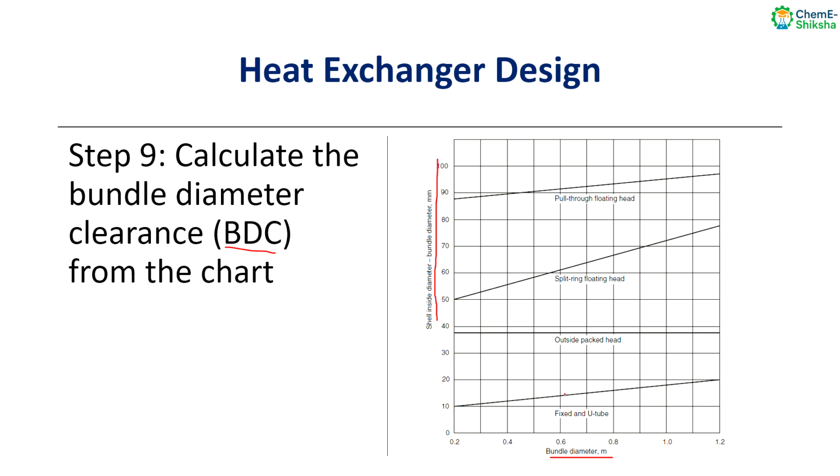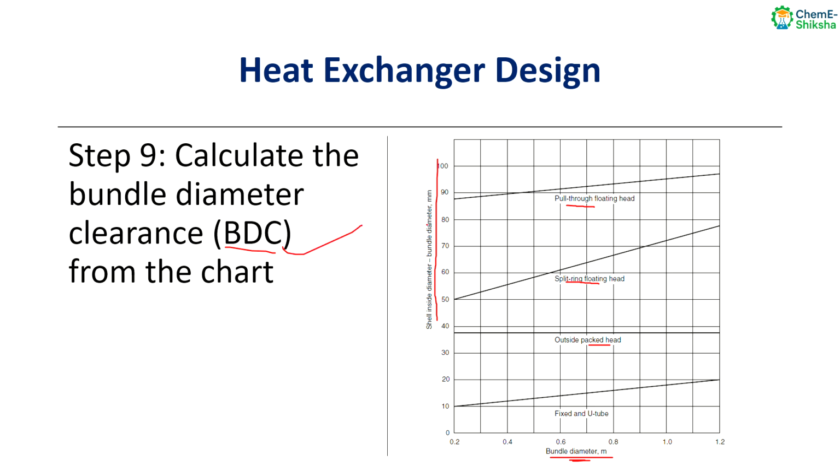So depending on the type of the shell and tube heat exchanger, whether it is fixed or U-tube, or it is outside packed head, or it is split ring floating head, or it is pull through floating head, and the bundle diameter, we can calculate from this chart the bundle diameter clearance or BDC, that is the shell inside diameter minus bundle diameter.